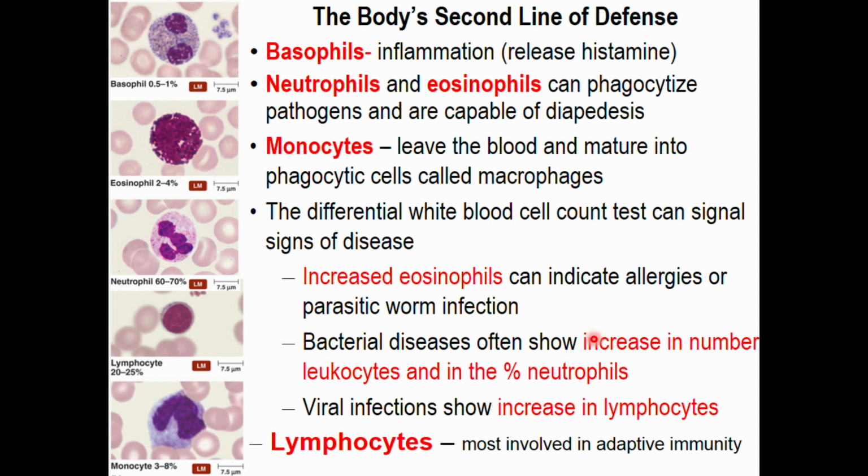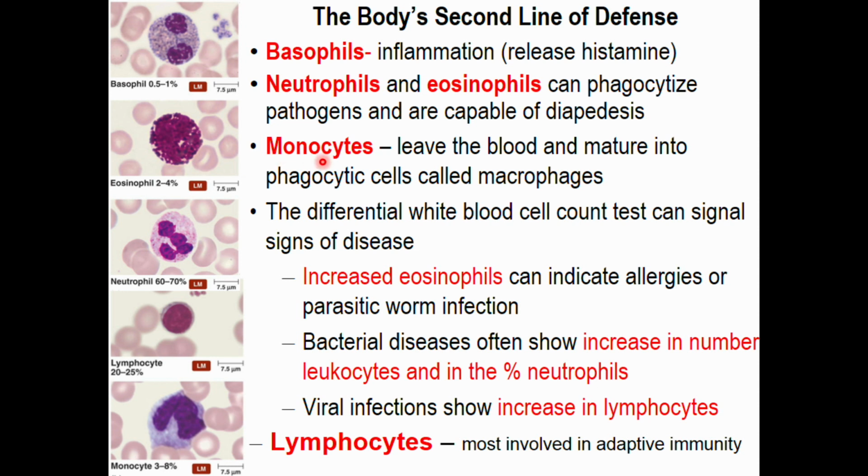What we have here are some micrographs of leukocytes in the bloodstream. Each of these percentages is the approximate percentage in your bloodstream when you are not infected with anything. So that's the natural percentage. Basophils are mainly involved in inflammation. Neutrophils and eosinophils, which are right here and right here, both of them can phagocytose yeast, bacteria, other types of microbes and debris. They are capable of diapedesis, which means that they can squeeze out of your blood vessels in times of inflammation and into an area that needs taken care of in terms of phagocytosing invaders.